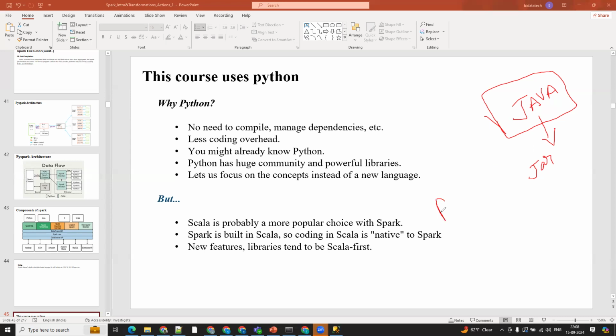You have to use all those tools. But if you use the Python language, you don't need to use all these things. You don't need to build these class files. You don't need to build these jar files, and you don't need to use Maven and all those things. If you use Python, just write your code in a file, save that file with a .py extension, and submit that to Spark. That's it.